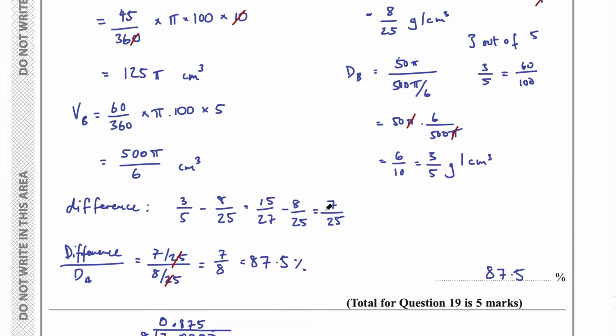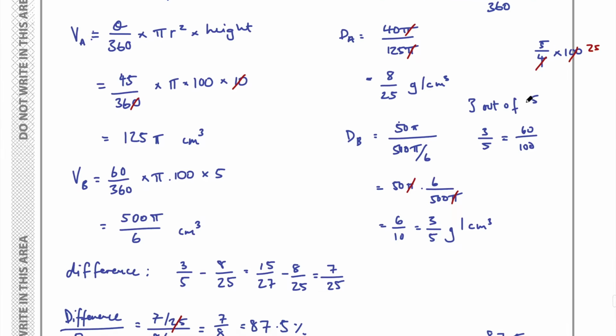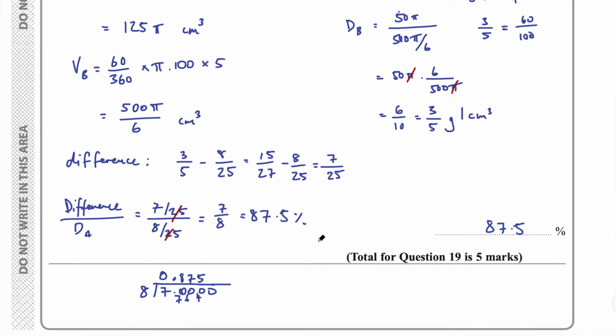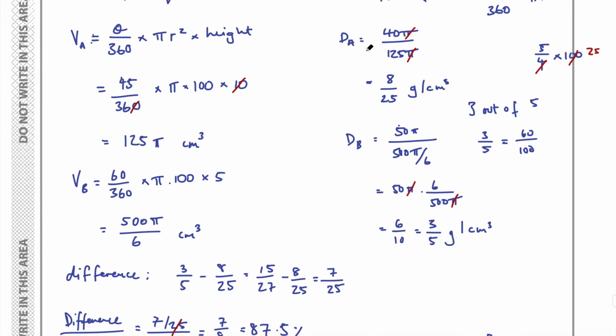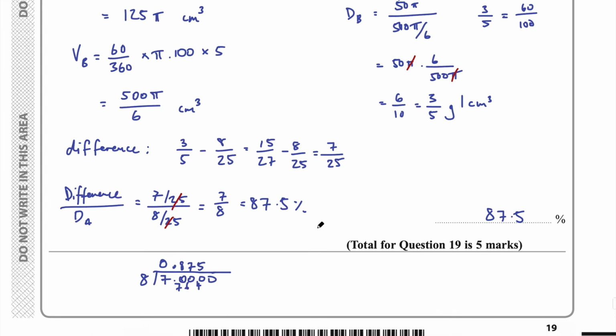Just to go over that again, I think most of this is pretty standard. This is a pretty good method to follow. But once you get to changing that into a percentage, you may have a different method, and that's completely fine. However you want to get from those difference and density to a percentage is fine if you have a way that you're confident and comfortable with. But anyway, that was question 19 for 5 marks.